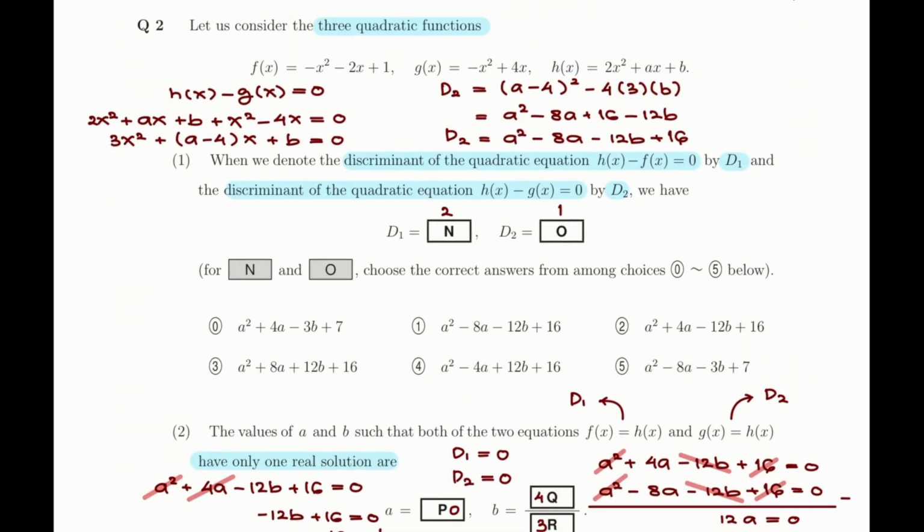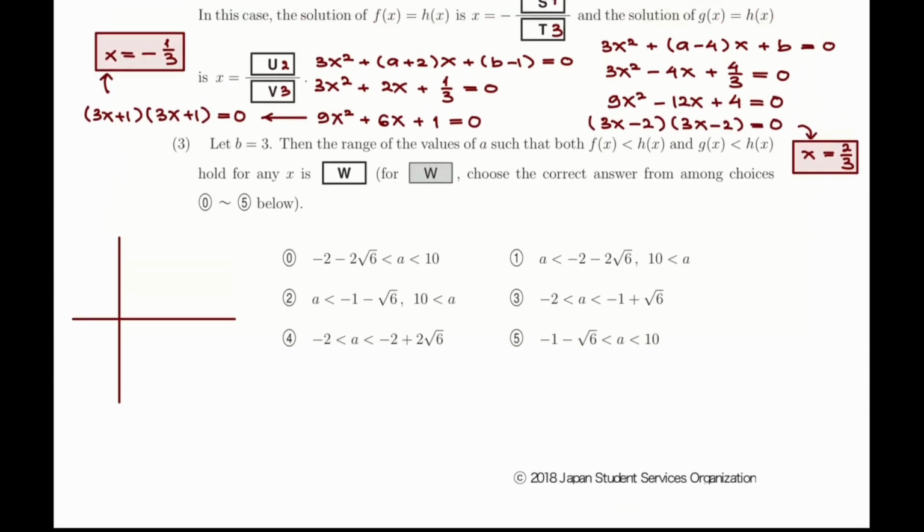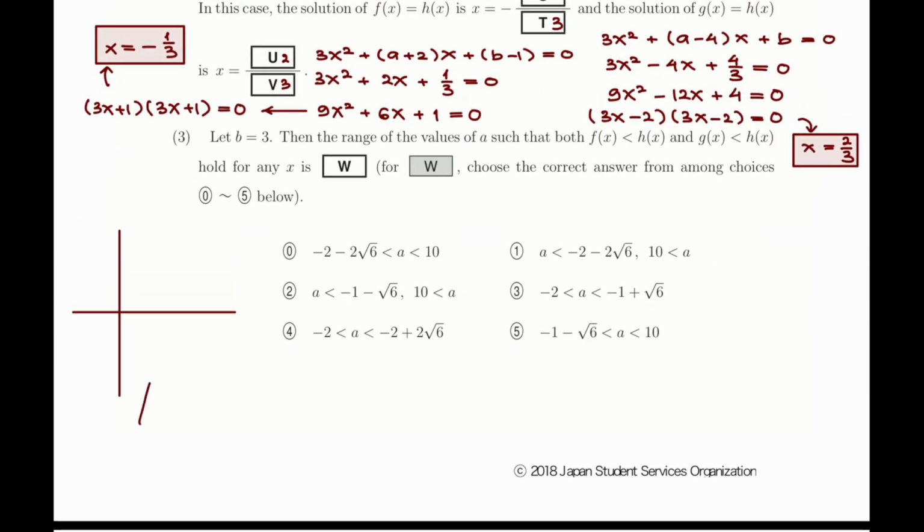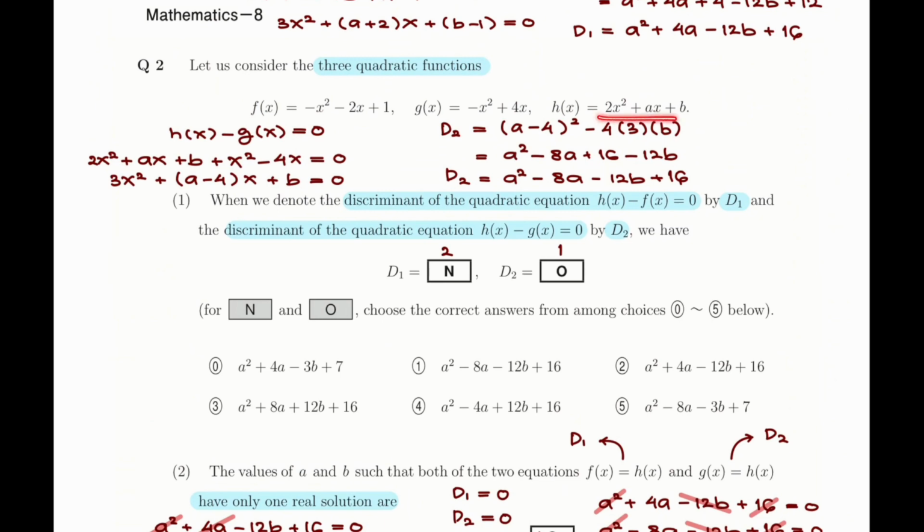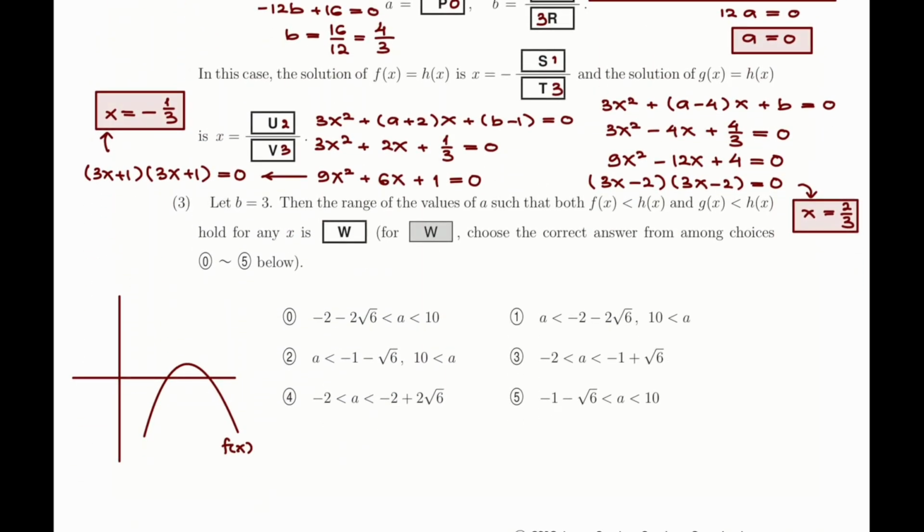F is an open downward parabola, so I will draw an open downward parabola like this. I do not know the position of the parabola. Maybe it is here or it is here, I do not know. So I assume F is here, let's say like this. And then H is an open upward parabola. Then I will draw another open upward parabola like this.